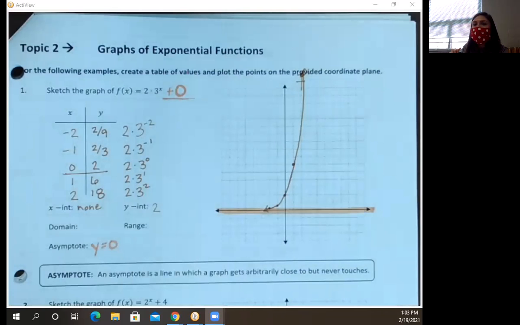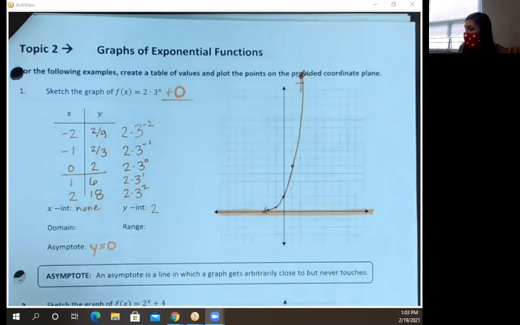Questions for me so far? Okay, and then here we've got that little definition for an asymptote. So my graph will get really close to it, as we saw with our very teeny tiny numbers. But we'll never actually be able to touch that location of our asymptote, and we can never cross it.